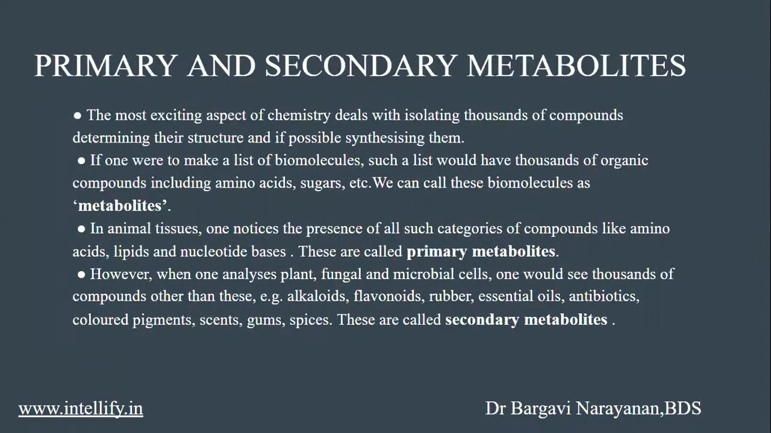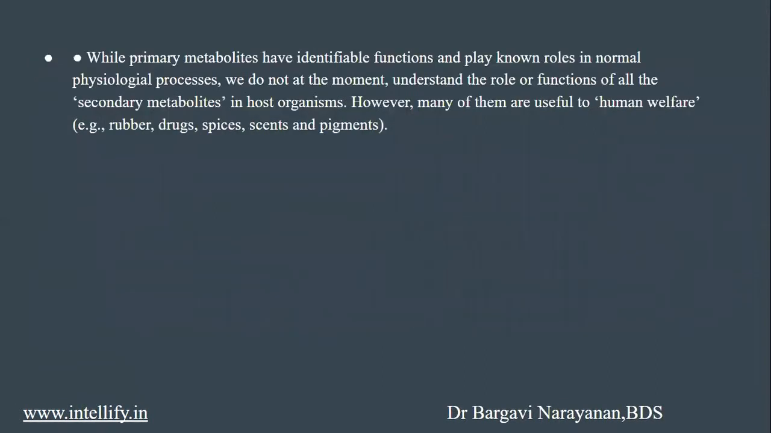However, if you analyze plants and fungi, apart from these primary metabolites, they have certain other metabolites also. Examples are alkaloids, flavonoids, rubbers, pigments, etc. Now we name them secondary metabolites. These secondary metabolites as such have no known function in the host organism, but they play a very important role in human welfare, whereas primary metabolites have a very important physiological function.